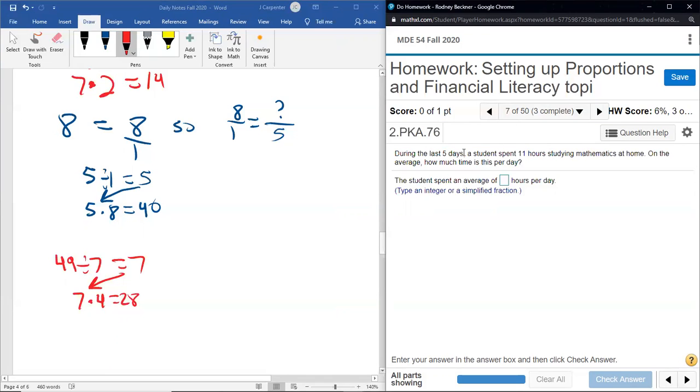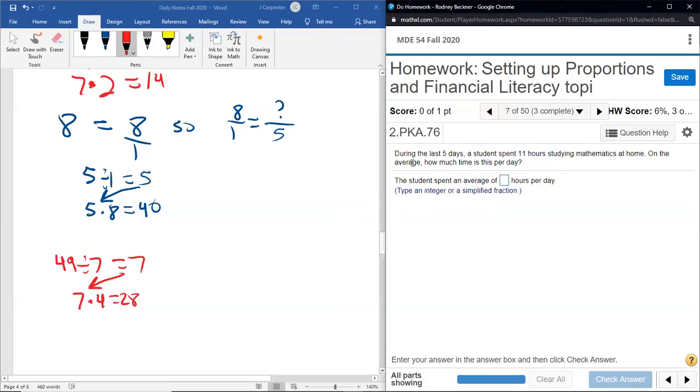During the last almost week, they studied 11 hours. In those other 2 days, they can get their 1 more hour in. And remember, that's in addition to class time. Don't forget that. On average, how much time is this per day? Average means in general, you're adding up a bunch of different things and dividing by the number of things.